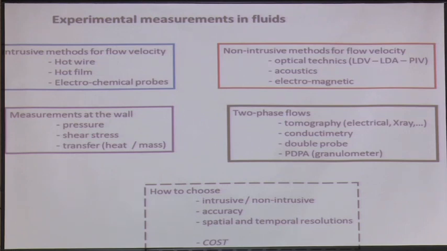And again, when you are going to design an experimental setup and you want to measure something to understand the physics or to compare with CFD, you have to make choices. The choices are based on different criteria. For example, you may prefer intrusive or non-intrusive methods, because each method has advantages and disadvantages. You may say, okay, non-intrusive methods are of course the best, so why keep going with intrusive methods? But actually the accuracy and the temporal resolution of intrusive methods are much higher.